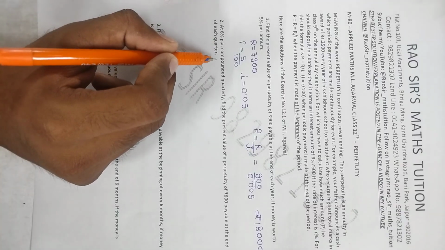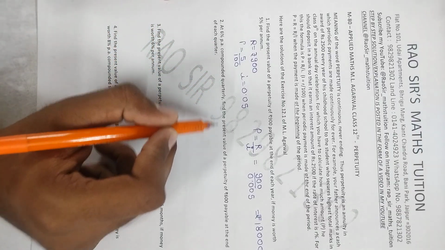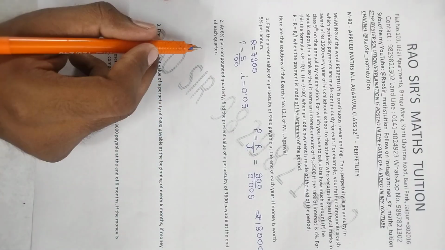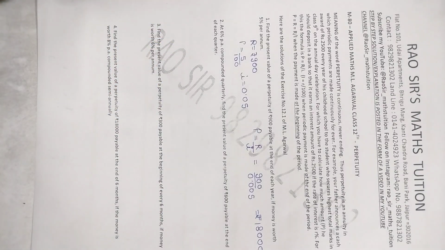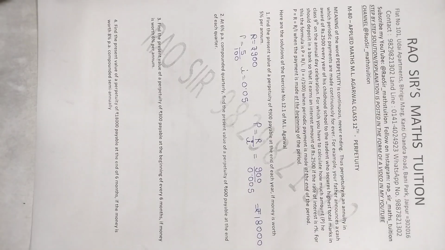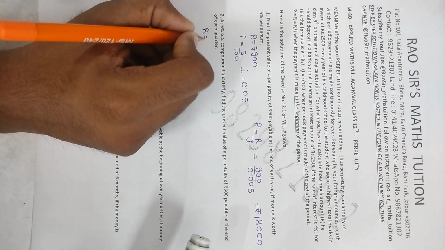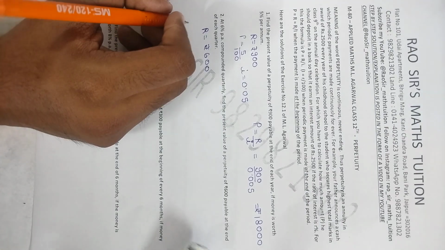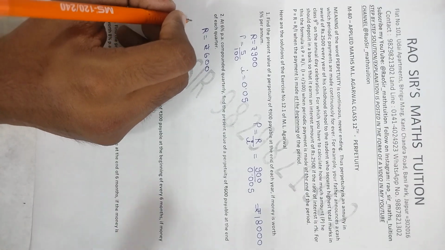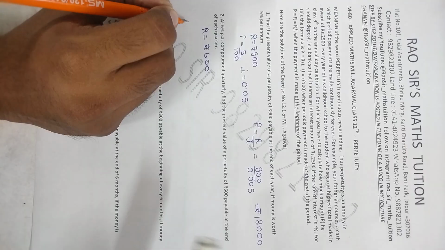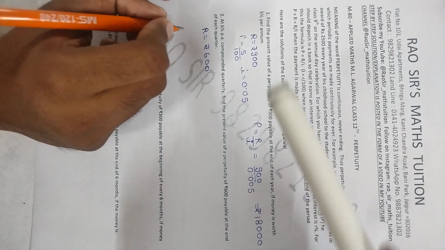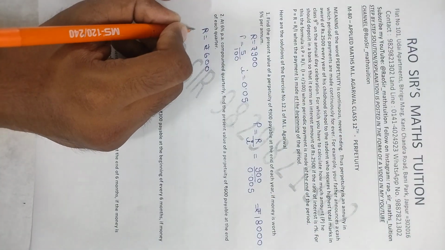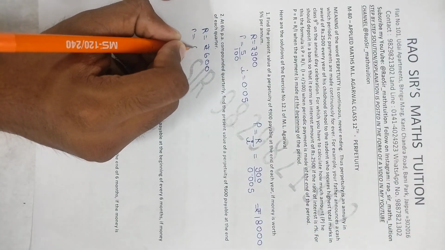At 6% per annum compounded quarterly, find the present value of a perpetuity of rupees 600 payable at the end of each quarter. Here also we have to find out P. R is given as 600. Now we have to calculate I. The rate of interest is given as 6%, and this is quarterly.